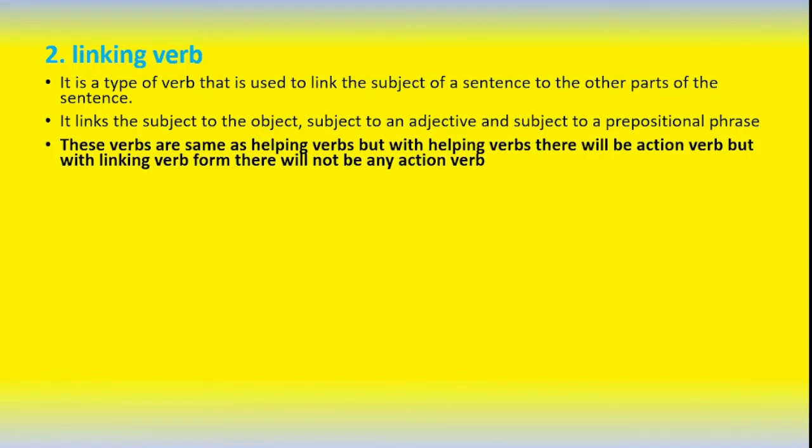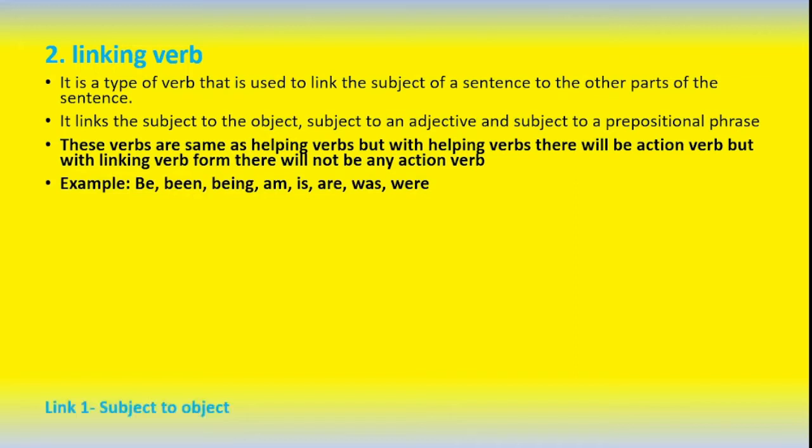So what's the difference between a linking verb and an auxiliary verb? These verbs are the same as helping verbs or auxiliary verbs, but with the helping verbs there will be action. There is a main action after the helping verb. But with a linking verb, there will not be any action verb. There cannot be an action verb. There is no main verb as such. Examples: be, been, being, am, is, are, was, were. All these are called linking verbs.